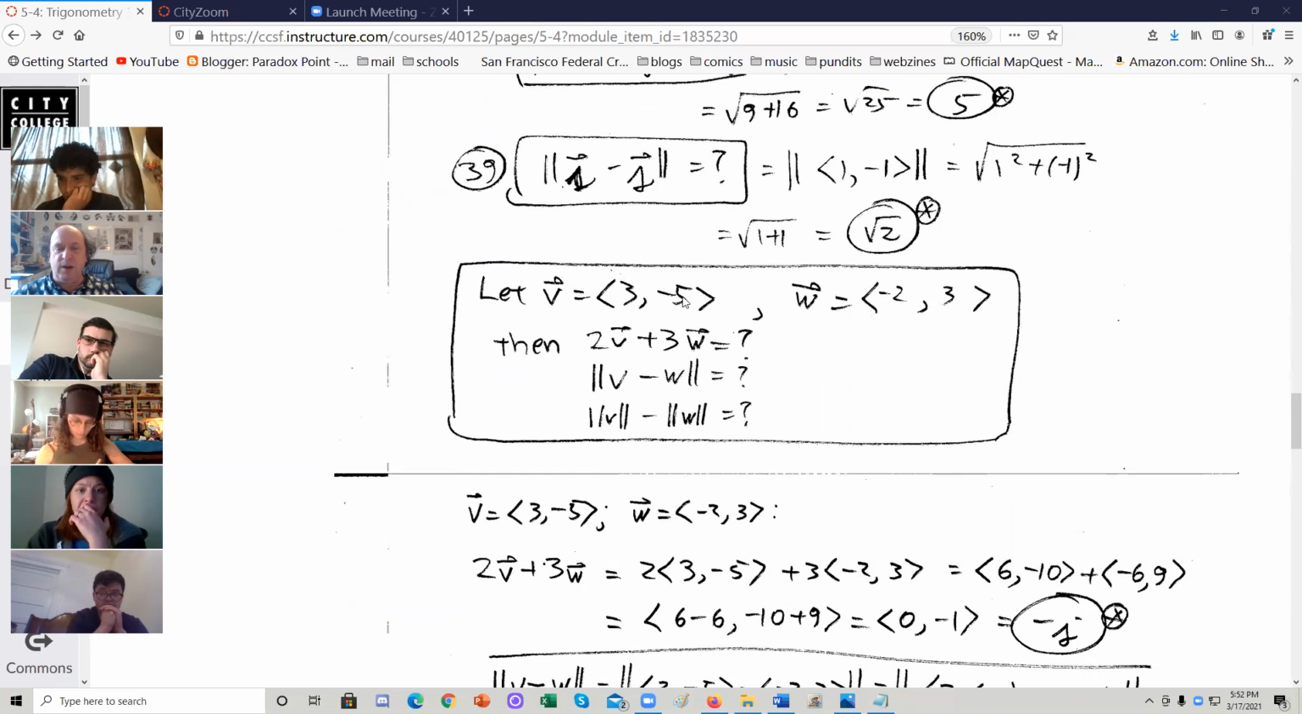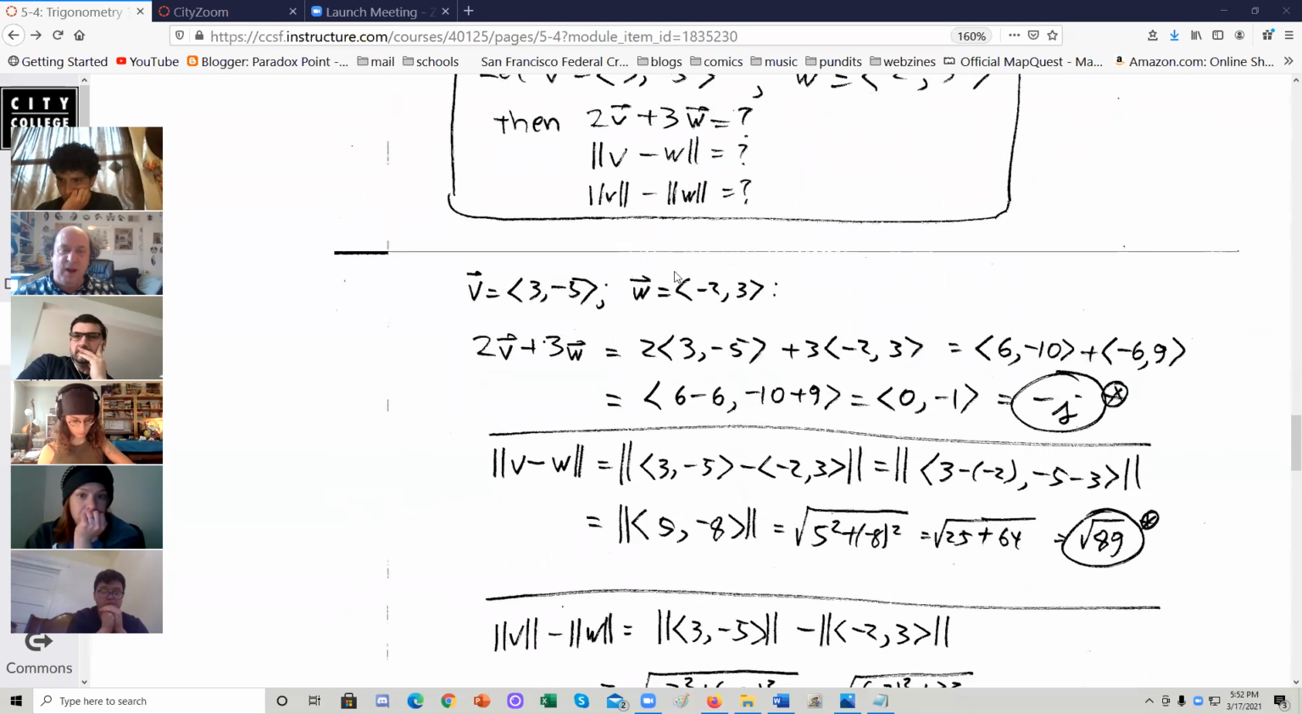And here we're given two vectors, 3 by negative 5 and negative 2 by 3. The book asks, what's the vector 2u plus 3v? What's the length of v minus u? And what's the length of v minus w? And what's the length of v minus the length of w? I think it's a sort of grammatical thing. Do we subtract and then take lengths, or take lengths and then subtract? We'll get two different results. All right. So here we go.